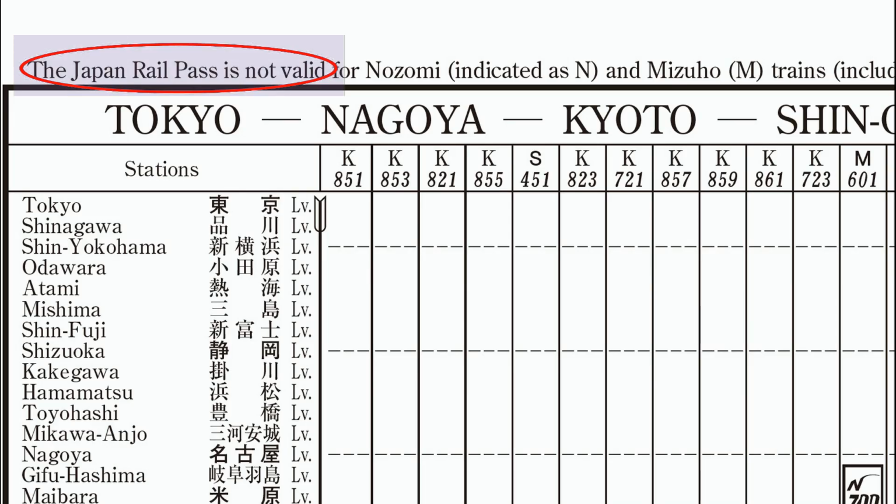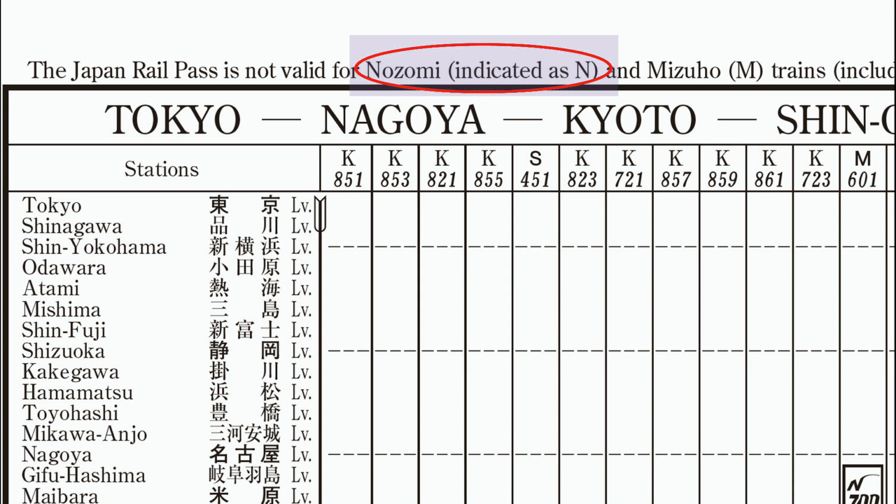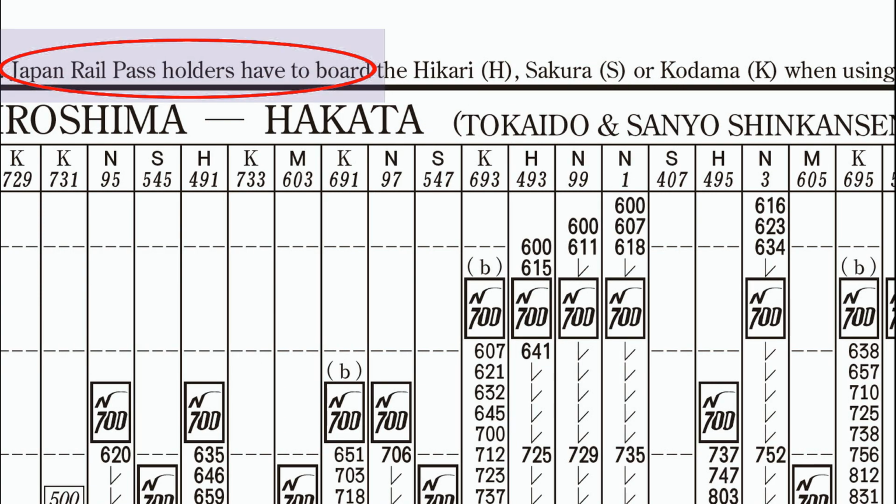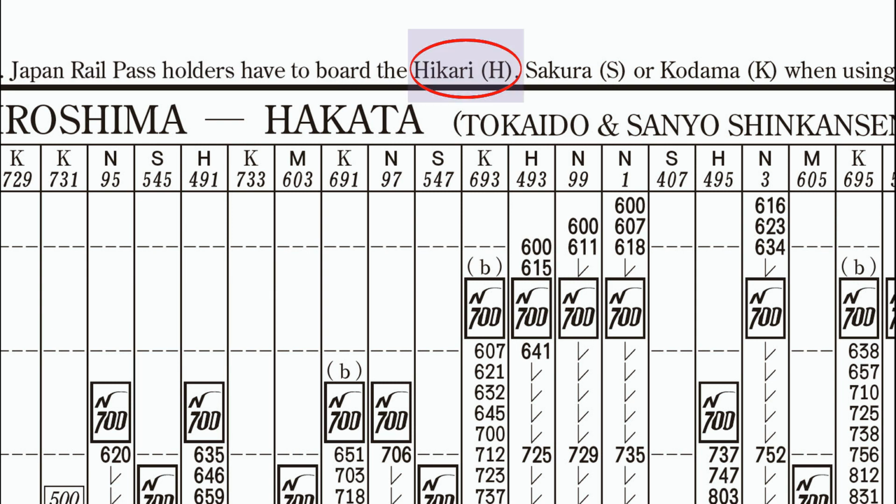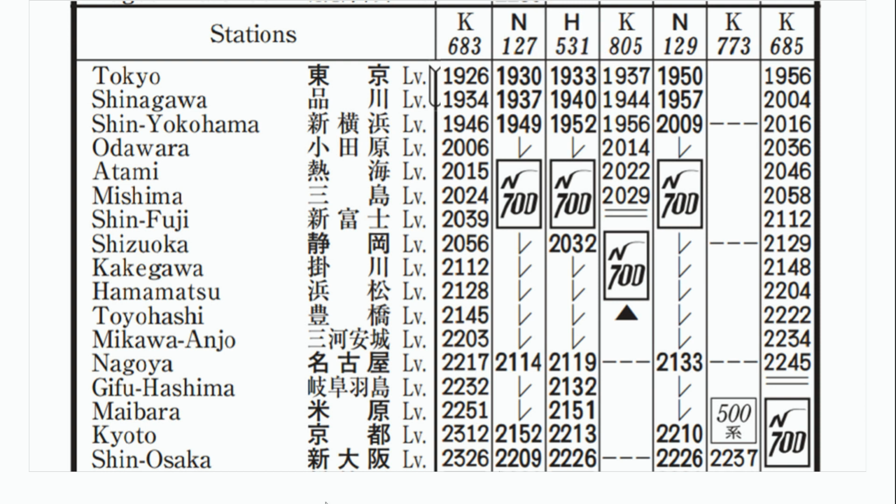The JR Pass cannot be used for Nozomi and Mizuho bullet trains. However, JR Pass holders can use Hikari, Sakura, and Kodama bullet trains. Hikari and Kodama bullet trains travel from Tokyo to Osaka. Kodama is the slowest because it stops on all stations, while the Hikari stops at fewer stations.